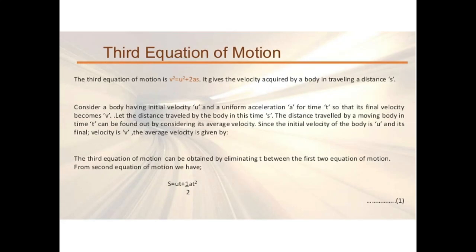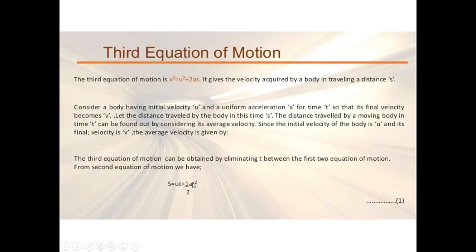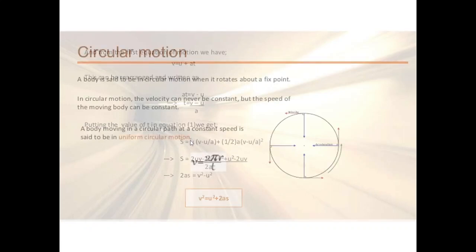And the third equation of motion is v square is equal to u square plus twice as. For the derivation of this equation, we need to use the previous equation of motion, which is s is equal to ut plus half at square, and from the first equation of motion we got v is equal to u plus at. Now rearranging this, the value of t is derived. This value of t is put in place of t here. These t are replaced by the value v minus u by a, and we have obtained the third equation of motion.